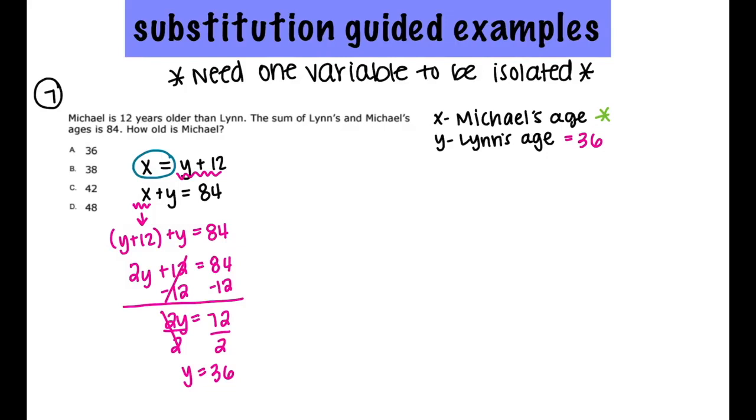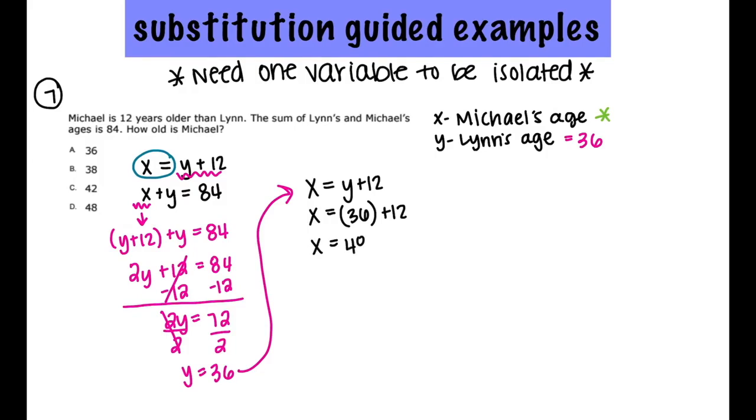Well, if Lynn is 36, then we can find out how old Michael is by plugging in 36 for y. All right, so if I want to know x, or I want to know Michael's age, which is x, it is Lynn's age plus 12. Well, now I know that Lynn's age is 36. So solving for x, I'm going to add 36 plus 12, which is 48.